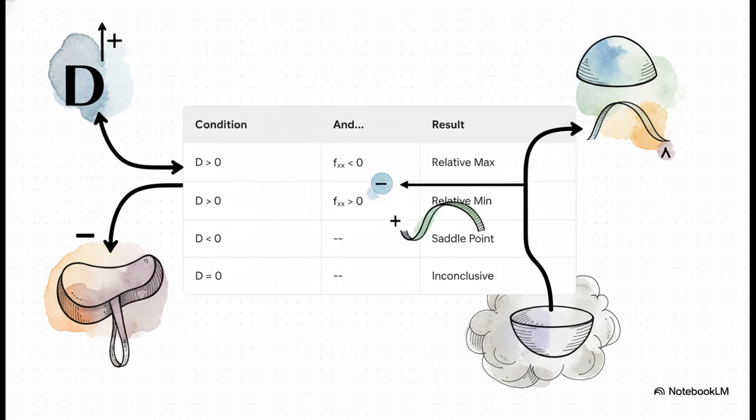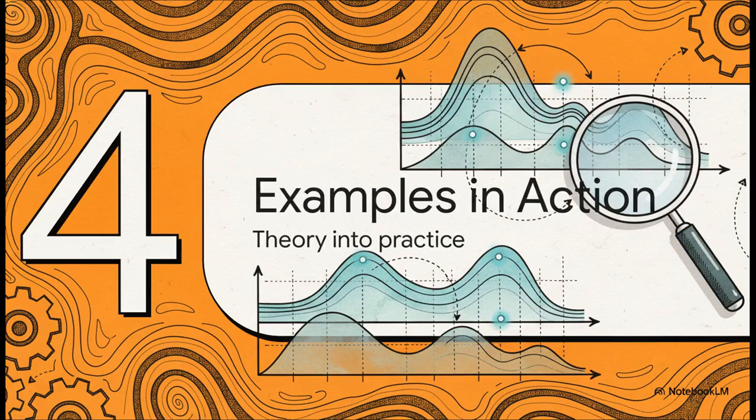You just take one more step and look at the sign of f double x. If it's negative, the surface is concave down, like a frown. That's a maximum. If it's positive, it's concave up, like a cup. That's your minimum. Okay, that's enough theory for now.